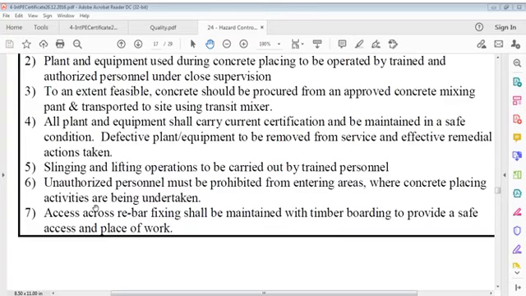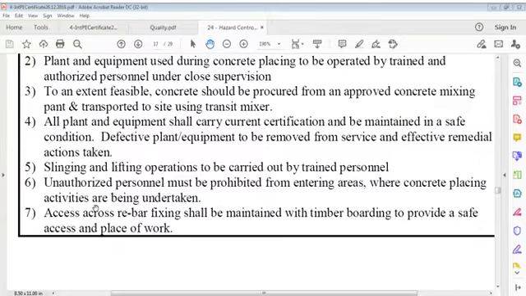Slinging and lifting operations to be carried out by trained personnel. Slinging means when you hang something with a chain sling to lift some item, it should be done by trained personnel. Not everybody is qualified for that, and there should be a banksman around to direct when to stop or continue, and there should be no one within the zone of slinging or lifting.